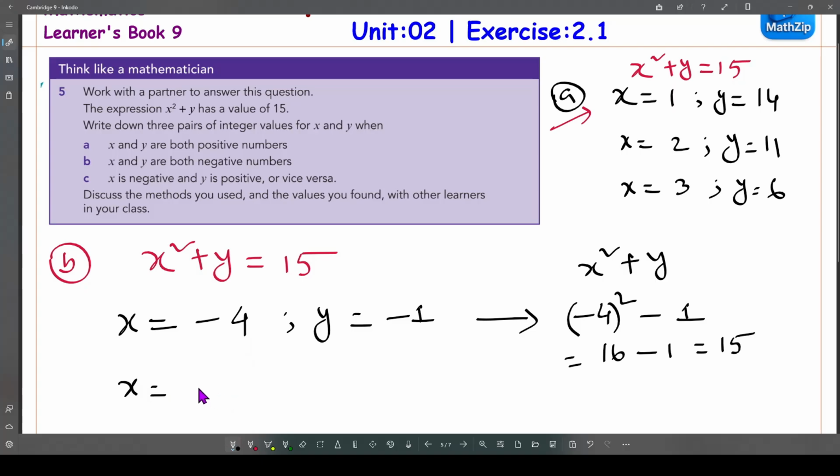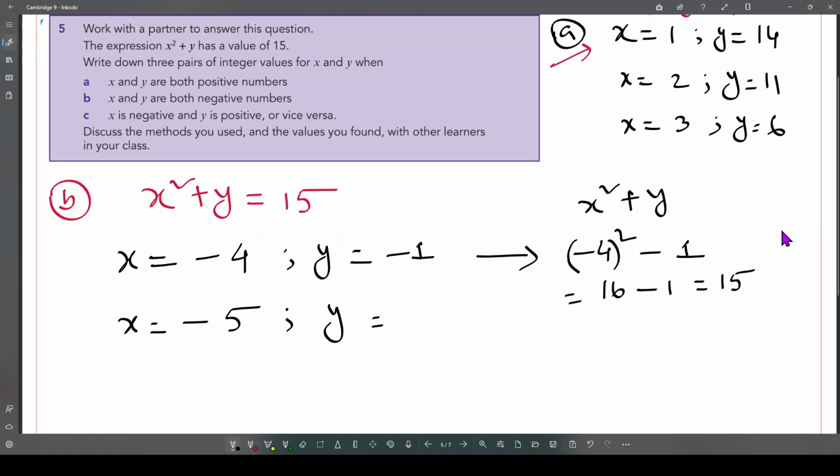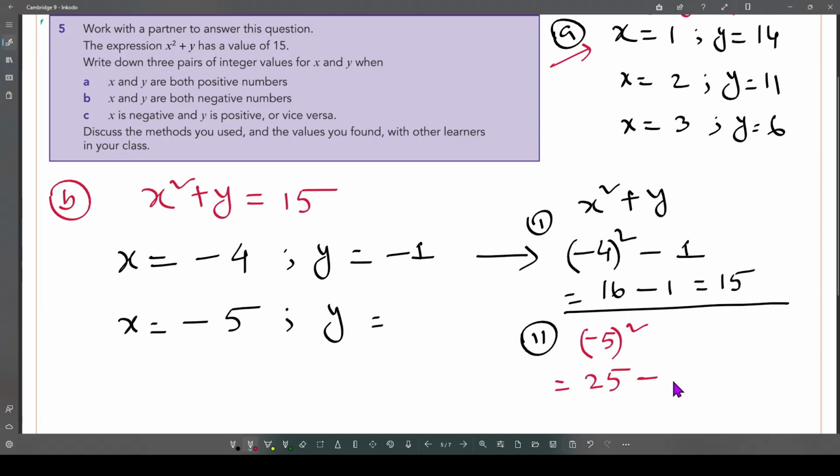Now x equals minus 5. So y equals, so let's try again. This is 1. This is 2. So minus 5 square means plus 25. So we have to deduct what? We have to deduct 10. So minus 10. Why should it be minus 10? So here it will be 15. So y here is minus 10.